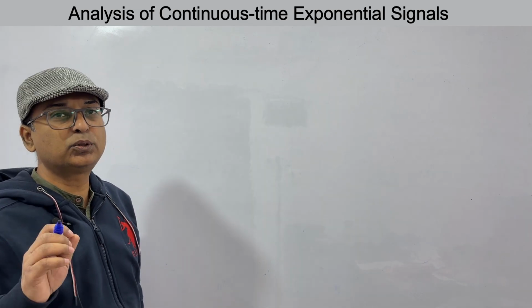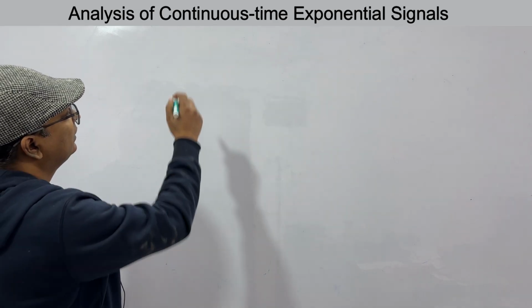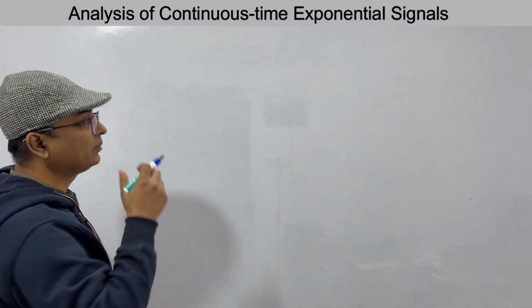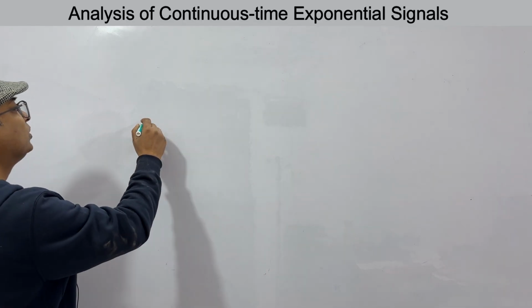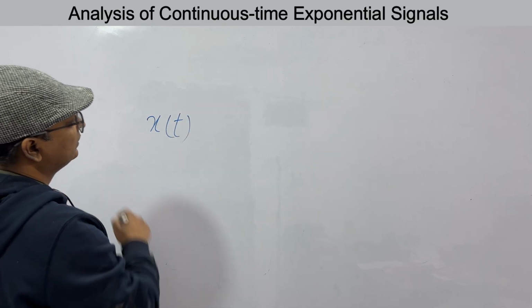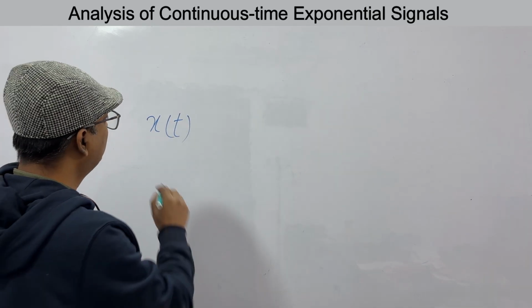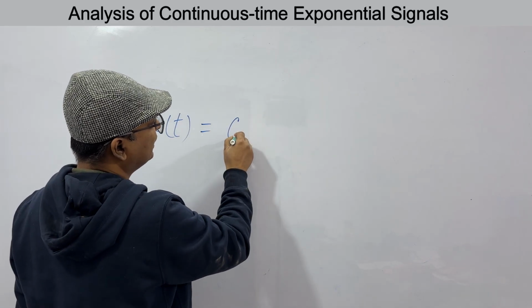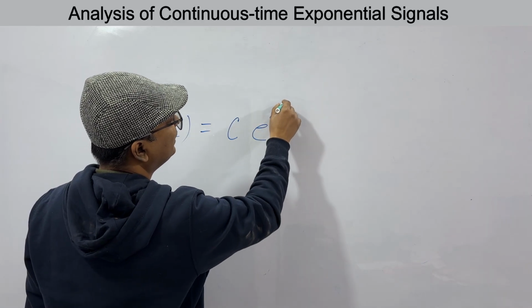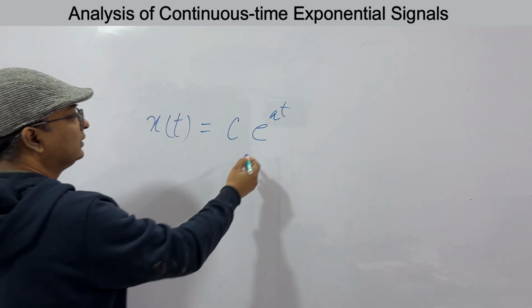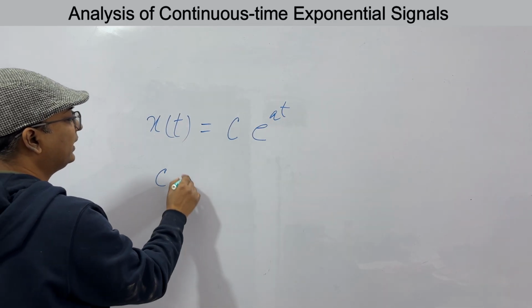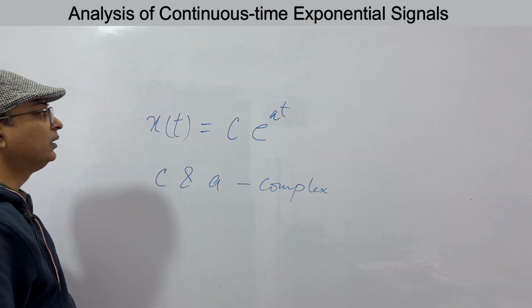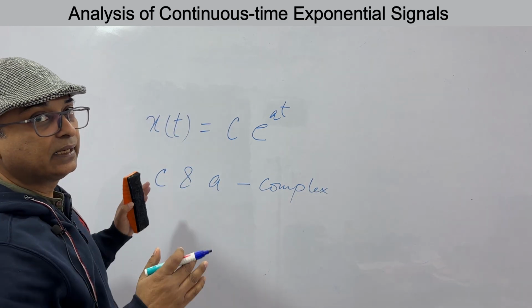Let's understand sinusoidal and exponential signals. First of all, we'll understand continuous time signals and then discrete time signals in the next lesson. So, in a continuous time signal, we generally express an exponential signal like this, c into e to the power at. Okay, this is exponential, where c and a are complex numbers. So this is what we will understand.